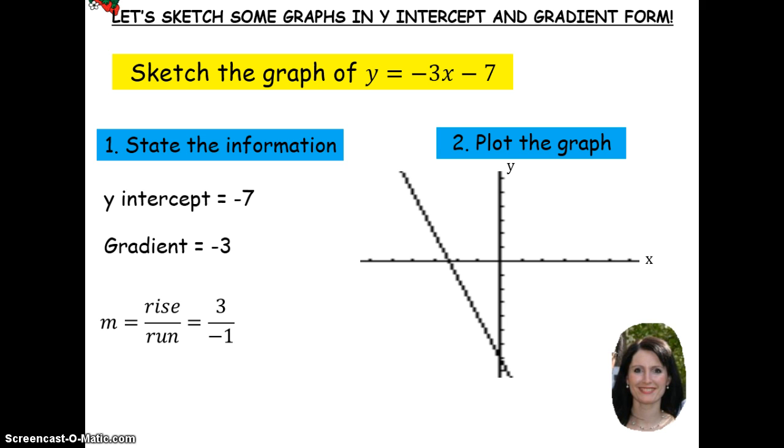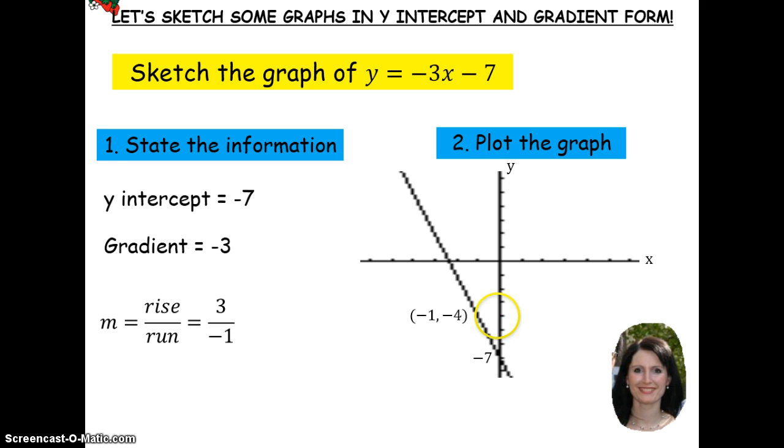Secondly, let's plot the graph. Here it is here. There's my y-intercept of negative 7. And now I have a point of negative 1, negative 4. Let's think about how I got that. So from the y-intercept, we rise 3, negative 7, negative 6, negative 5, negative 4. That's my rise. My run is this time negative 1.